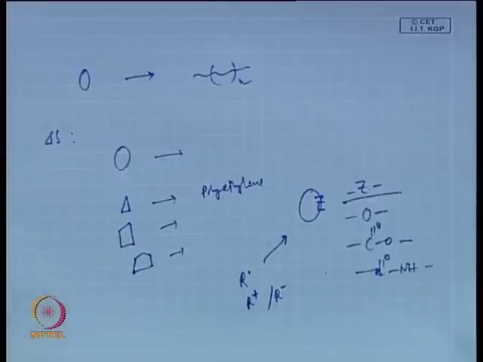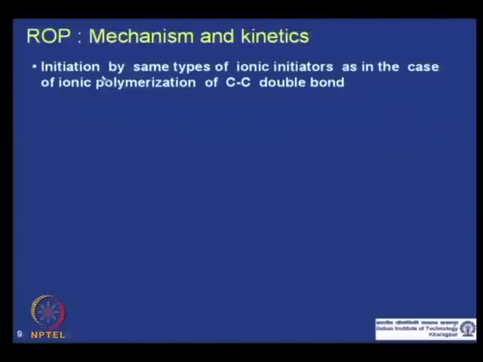In ring opening polymerization, the initiation is done by the same types of ionic initiators as in the case of ionic polymerization of carbon-carbon double bonds. We have discussed in length the cationic and anionic polymerization of carbon-carbon double bonds, and the same types of initiators will be used to polymerize the cyclic rings. So, a radical initiator is not applicable in ring opening polymerization.